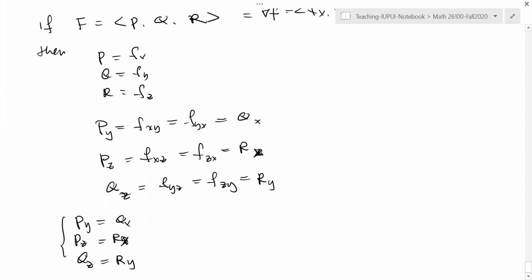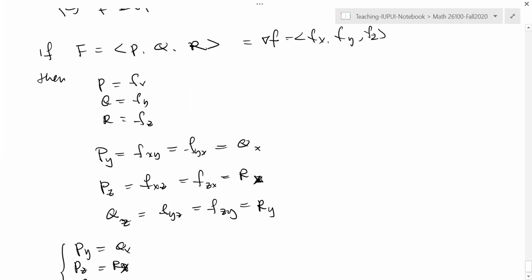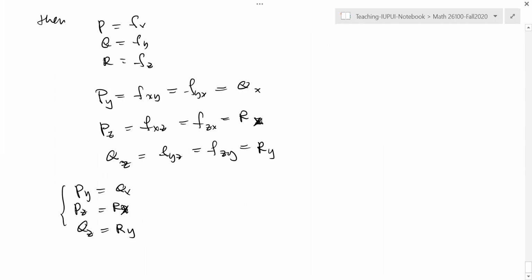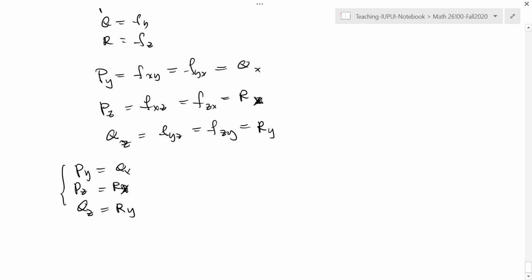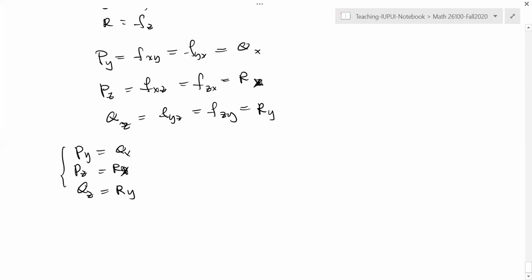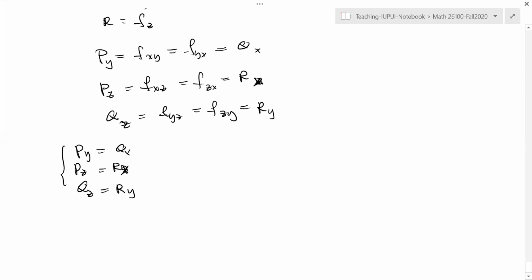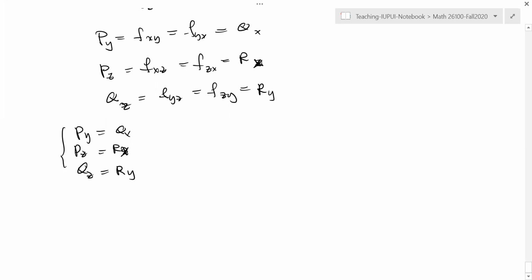Necessary means you may not be able to go back, but if F is a gradient of some function, then its components satisfy those three equations, okay? So that's our statement. And whether this is sufficient, we don't know yet. We don't have any theorem to guarantee this is sufficient, maybe later.